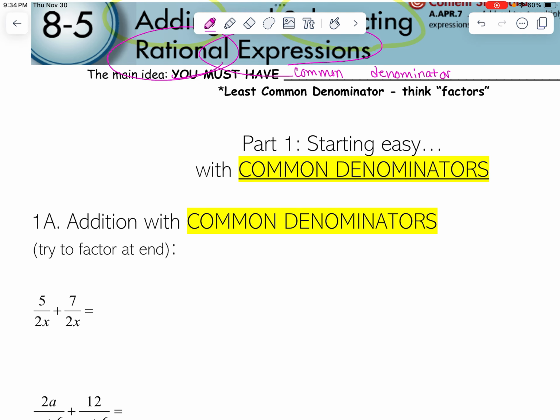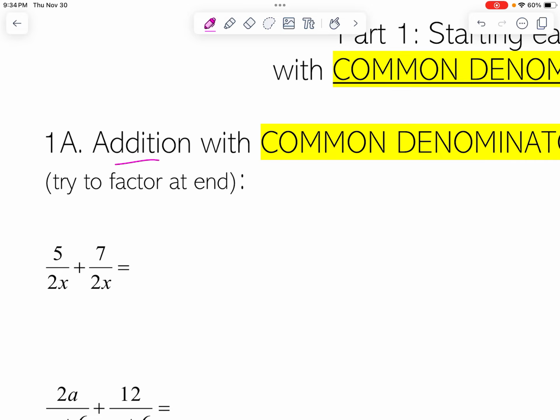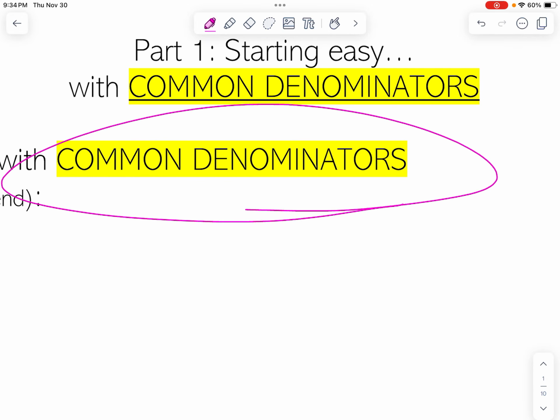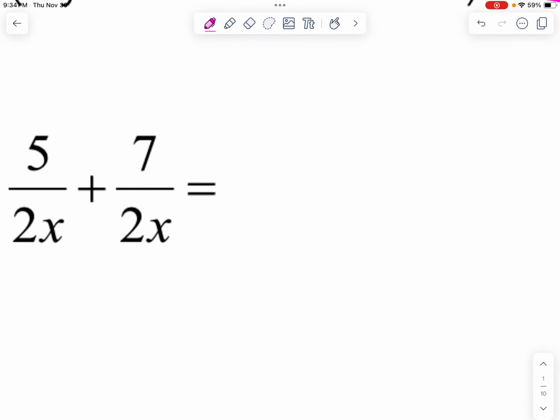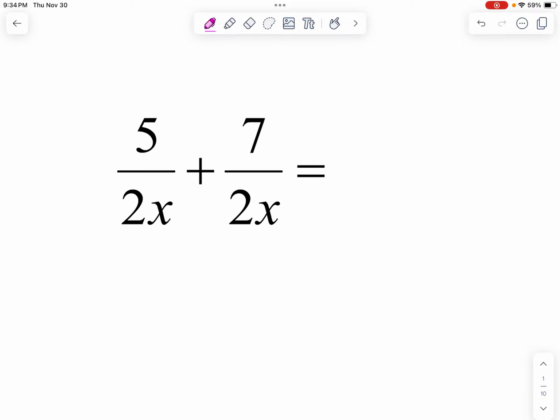How do we add them? Especially how do we add them if they already have common denominators, which they should know what that means, so we're not going to go over that. What's the common denominator? 2x. So there's the 2, there's the x.